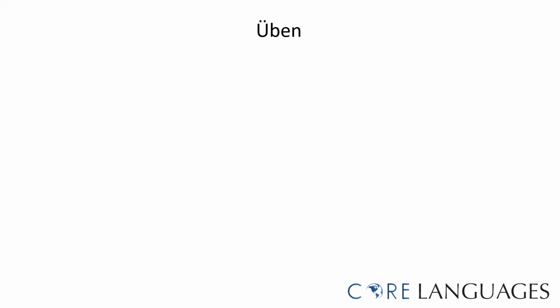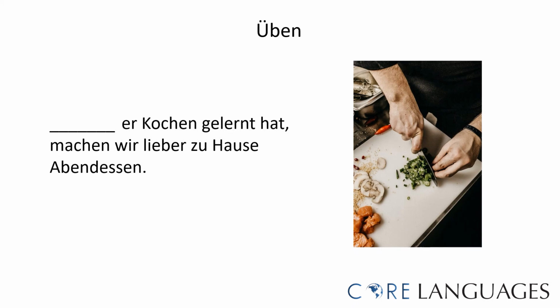How about this example? This sentence begins with a subordinate clause, so pay attention to the word order both in the subordinate clause and the main clause. Seitdem or so oft er kochen gelernt hat, machen wir lieber zu Hause Abendessen. The correct word is seitdem. Seitdem er kochen gelernt hat, machen wir lieber zu Hause Abendessen. Ever since he learned how to cook, we prefer making dinner at home.